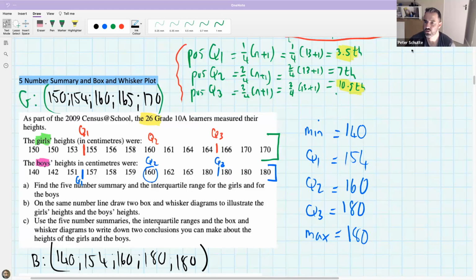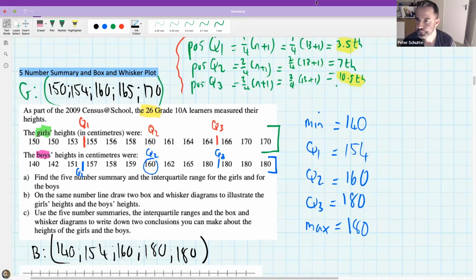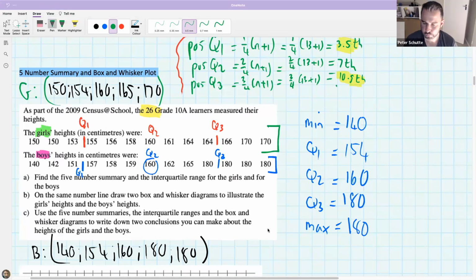And Paul asks, sir, whilst plotting the box and whisker, what happens if the max and Q3 values are the same? And Paul, what happens, and we're going to do this now, is that there is no whisker on the top, basically.